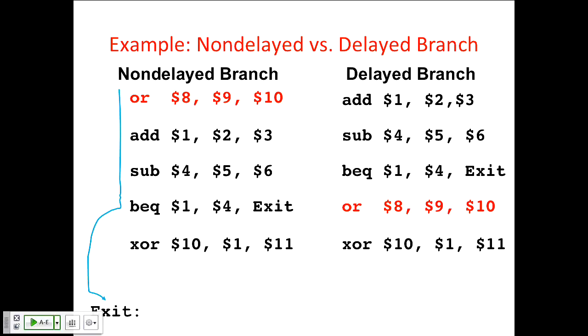This OR instruction, it writes register 8. The branch doesn't depend on this instruction in any way. Right, this 8 is not used by these instructions. So this OR instruction, I can just move it down and put it in the branch delay slot. So now the branch happens a cycle earlier. This happens in the delay slot. And I'm at exit. And I don't have a control hazard anymore.